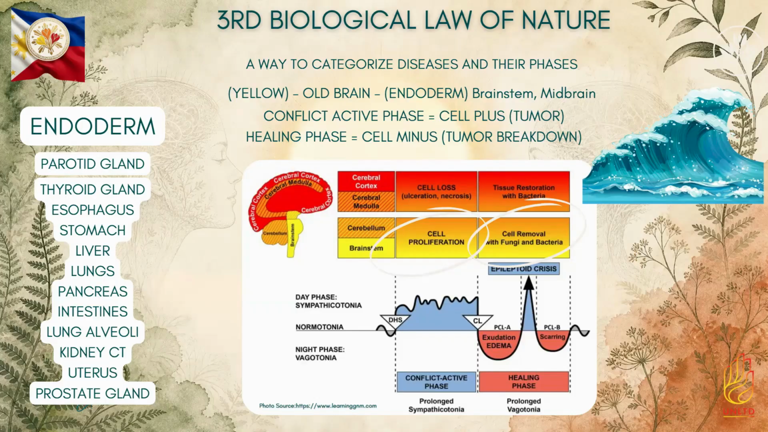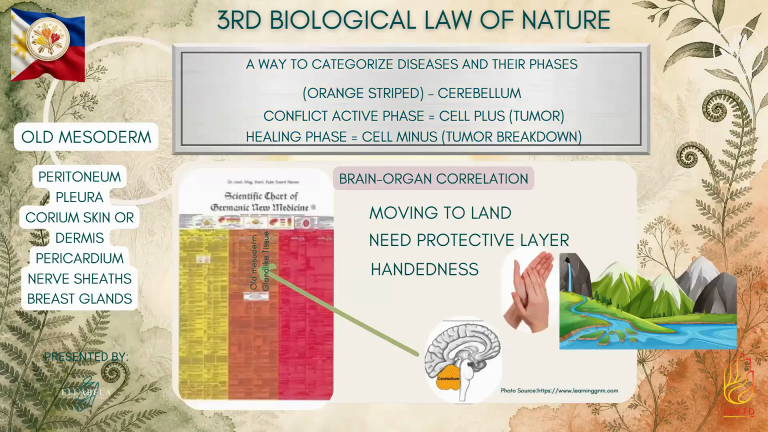Similar to how an apple rots and decays, this process is inherited from our ancestors and is tied to the brainstem, the oldest part of our brain responsible for these biological programs. As our ancestors left the sea and adapted to life on land, they developed additional protective organs, like the peritoneum, pleura, and skin layers. These organs required new control systems, leading to the development of the cerebellum, or small brain.